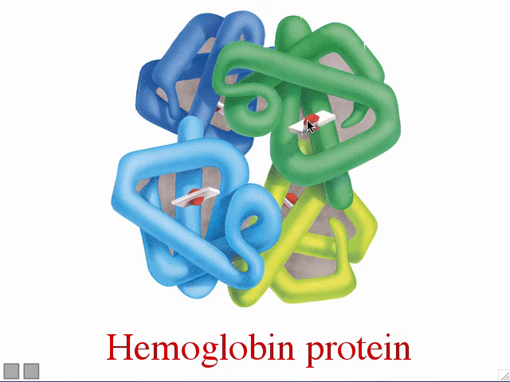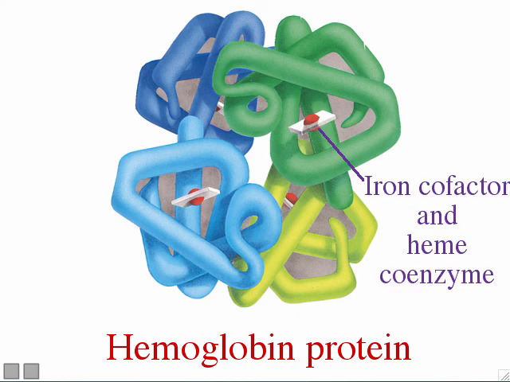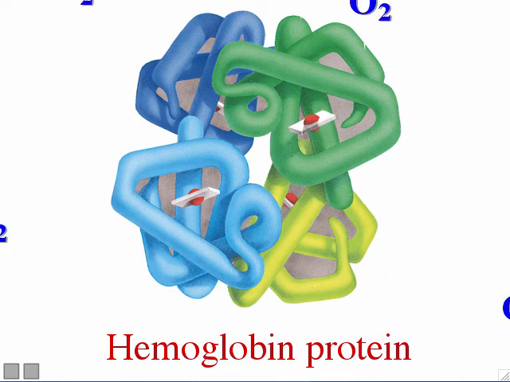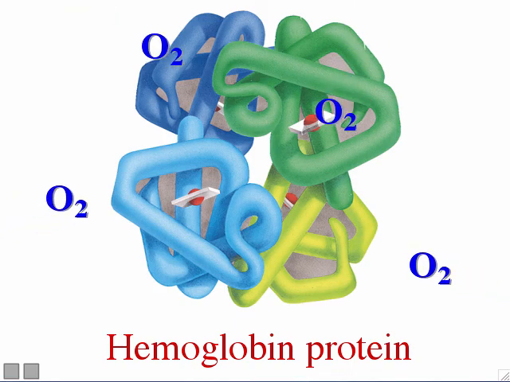And you can see these things that they showed. It looks kind of a red dot with a white thing around it here and here and here, and there's another one there. There's four of those. Each of those is an iron ion cofactor and a coenzyme called a heme coenzyme. So hemoglobin protein needs a cofactor, the iron ion, and a coenzyme called heme to properly bind oxygen molecules, like you see there.